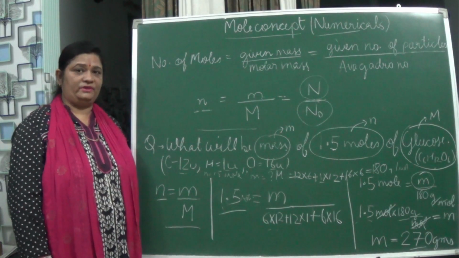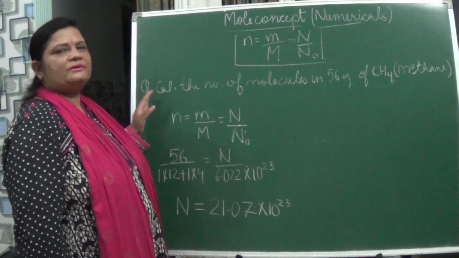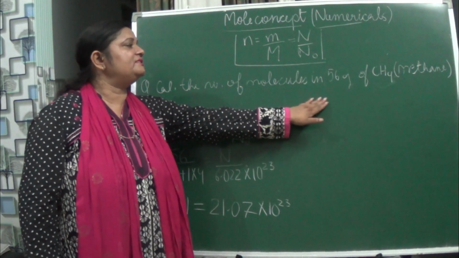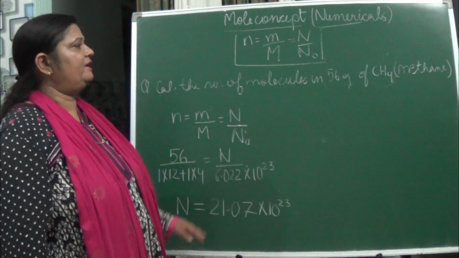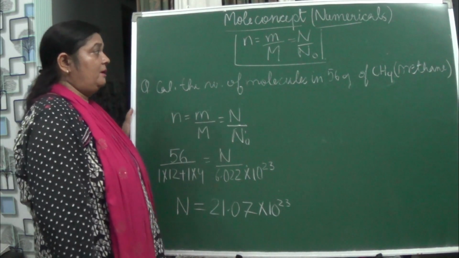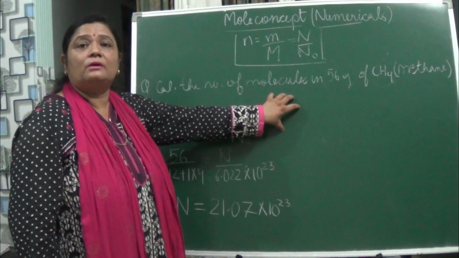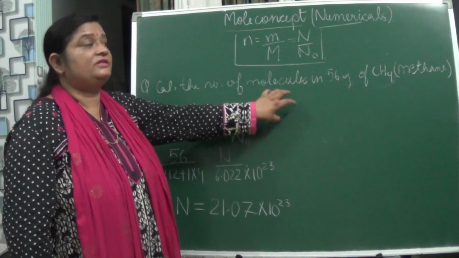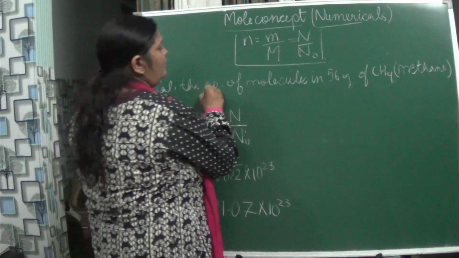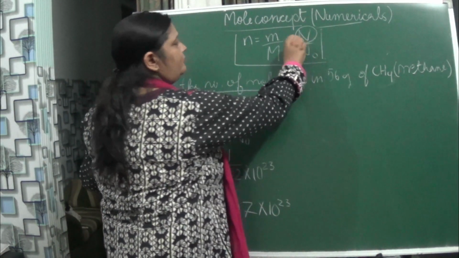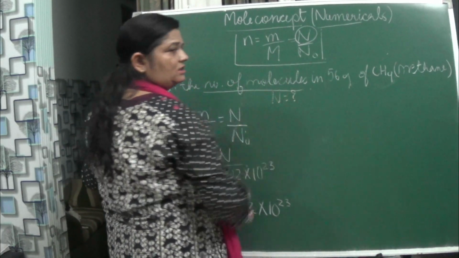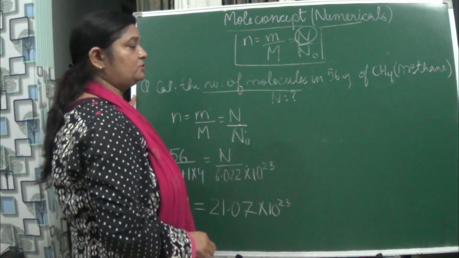Some more examples we are seeing right now. Now coming to the next type of numerical. You have to calculate the number of molecules in 56 grams of methane. The methane formula CH4 is given. What did I say? The first step: find out what particulars are given in the question and what you have to take out. It has been asked to calculate the number of molecules, so basically you have to calculate capital N. Write the particulars first, so that the picture of the question becomes clear in your brain.